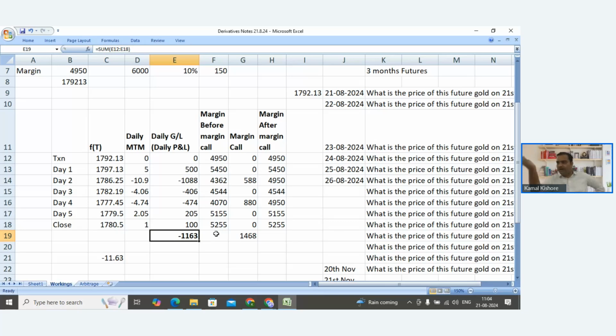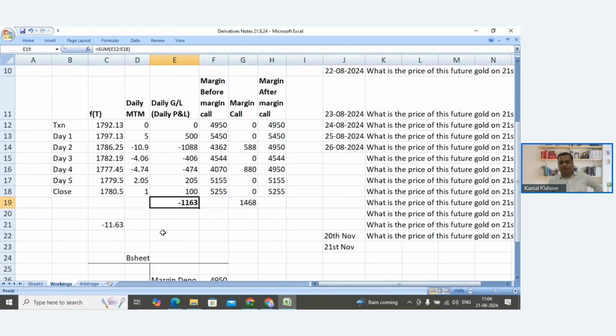800%. 8 times. 150 on 1,163 is how much? Roughly 800%. 8 times is your loss. You thought your cost is only 150. If you see from a calculation perspective, my cost is only 150 rupees. I'm losing how much? 1,200. 8 times. That is why derivatives are weapons of mass financial destruction.